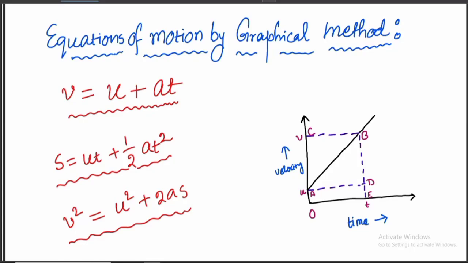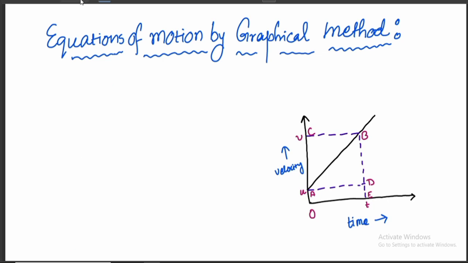In this video, we will derive the equations of motion by graphical method. Here we will derive v equals u plus at, s equals ut plus half at square, and v square equals u square plus 2as using graphical method.